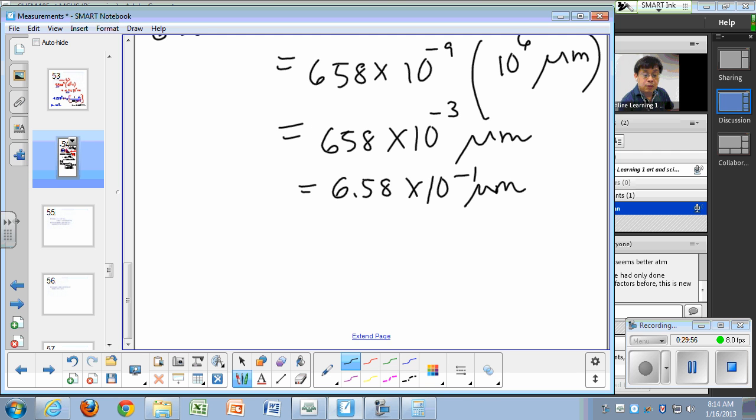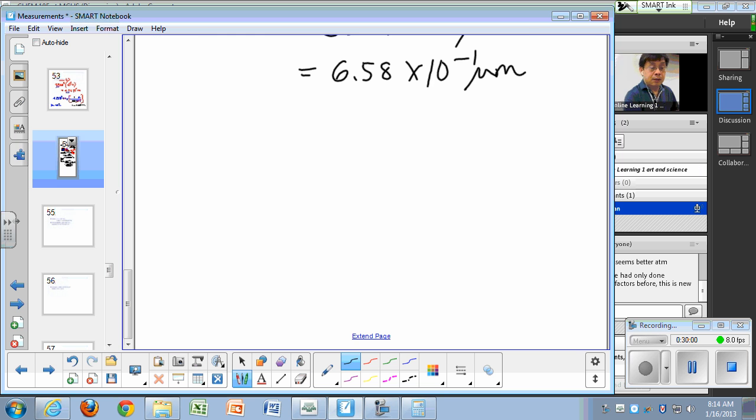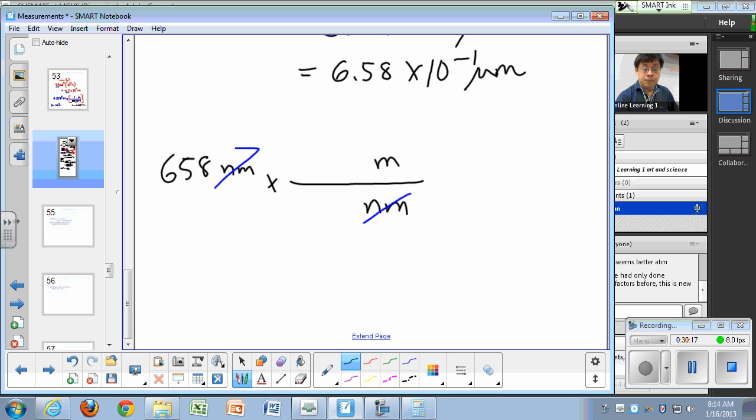Now, if you want to do it using factor label or conversion factors, here's how you do it. You say 658 nanometers times, okay, I want to cancel nanometers, so I want to put nanometers down here, so it will cancel out. And I want to change it to meters first, okay? And then I convert it again to go from meters. I want to cancel meters this time, and I want my final answer to be in micrometers. So I do 2 conversion factors.